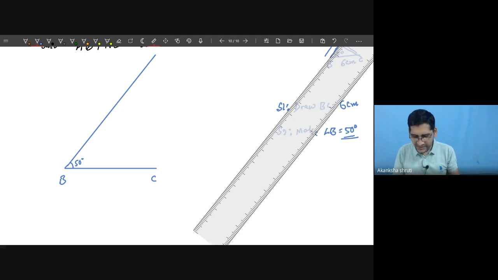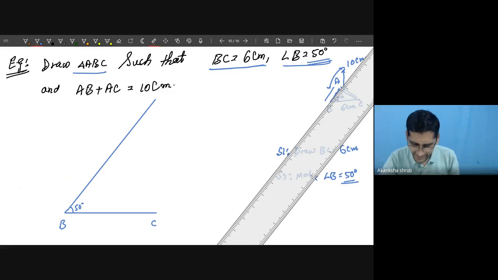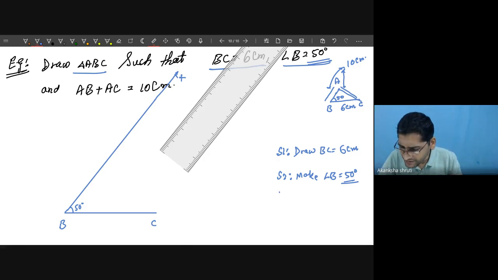Okay, student. Consider the ray that you have taken as BX, or BP you may take. This is a ray. So step number 3, at this BX ray, we have to make the angle 50 degree with CBX, that is angle CBX is equal to 50 degree. This is our second step.